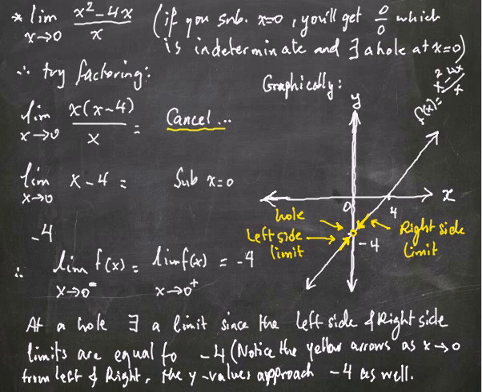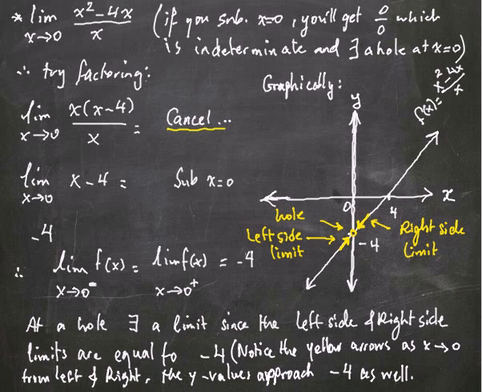And as a result, you'll end up with the limit of x minus 4 as x approaches 0. Now it's time to substitute x equals 0, and you get the limit to be negative 4. Now graphically, let's see what that looks like. That x squared minus 4x over x function at the top of this page is nothing but the line x minus 4, but there exists a hole at x equals 0.